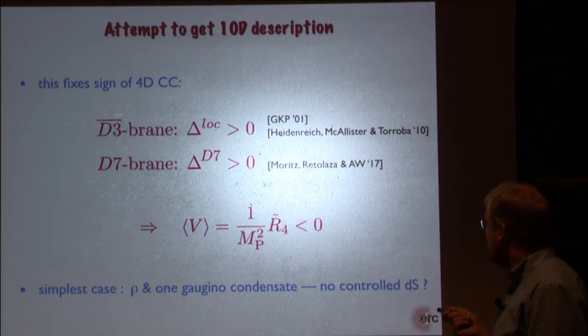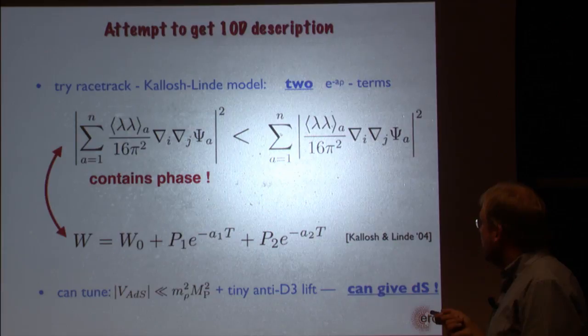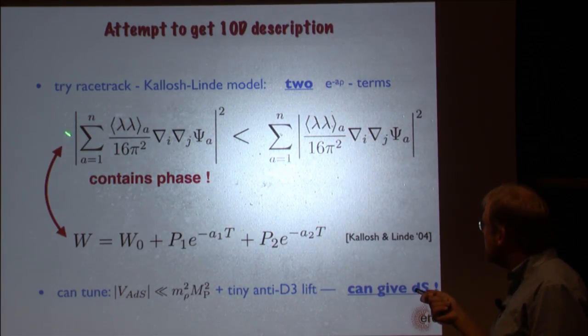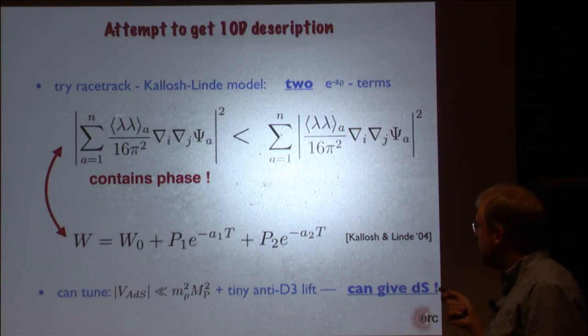Okay. Now, the thing is that even if that argument were to hold, at the moment you have two of these condensates coupling to the same volume modulus, this racetrack setup of Kachru-Schlinde.